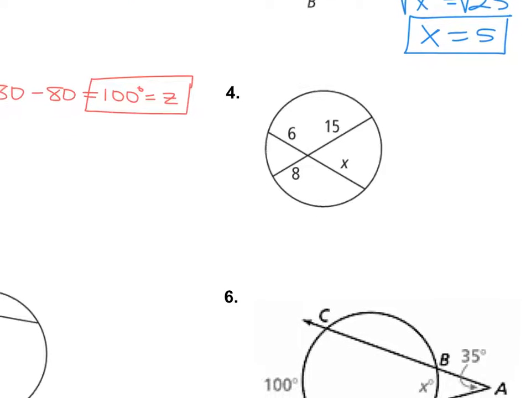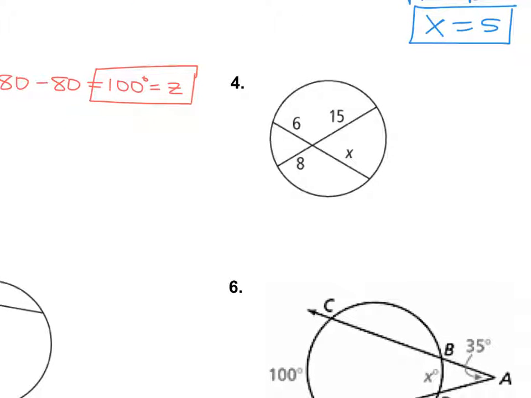All right, number four. And number four and number eight look an awful lot alike, right? We're a point of two chords meeting inside the circle. One is dealing with segments, one is dealing with angles and arcs. Make sure you pay attention to the difference because you do them very differently. How do you do this one, number four?